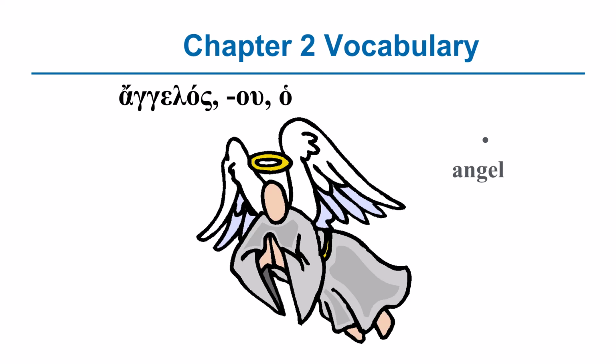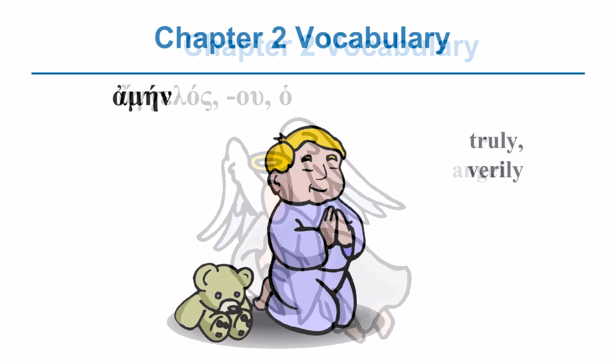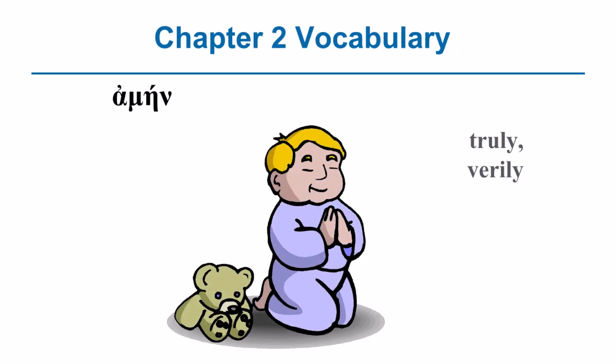And angelos means an angel. The next one you have is amen. Remember, that last letter there is not V, but it's N. So it's amen. It's not V, but it's N. So they can easily be mistaken for N.